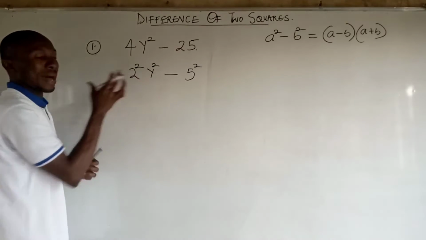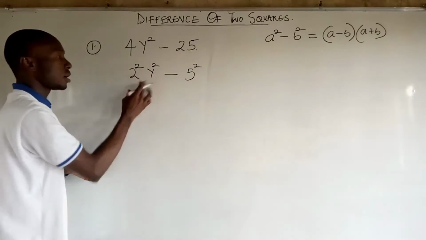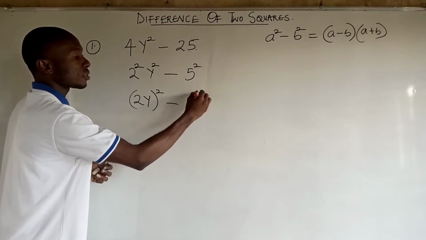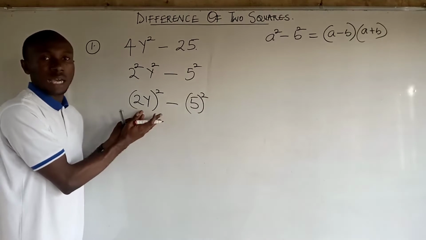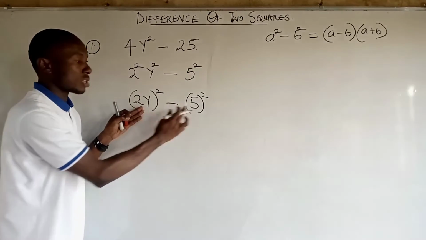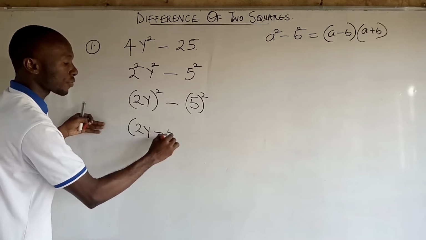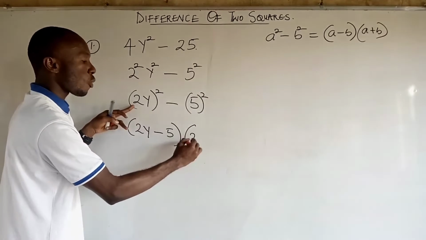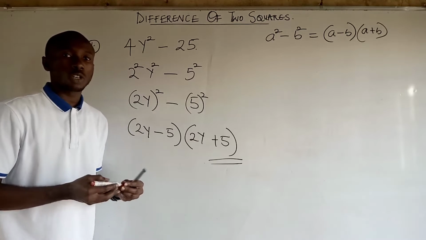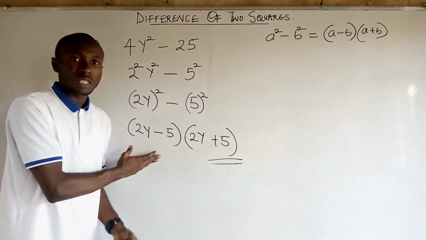So by indices, I'm going to convert these two powers to become one power because they both have the same power. So I'm going to rewrite it as 2y all squared minus 5 squared. Now you can see we can apply the idea of the difference of two squares. Writing this as my a and this as my b, it will become 2y minus 5 times 2y plus 5. This is the answer to this question. We have successfully factorized this expression to become this. I believe this is clear.